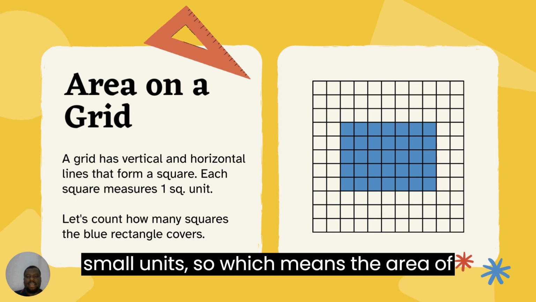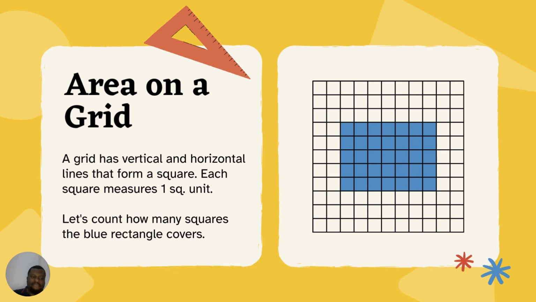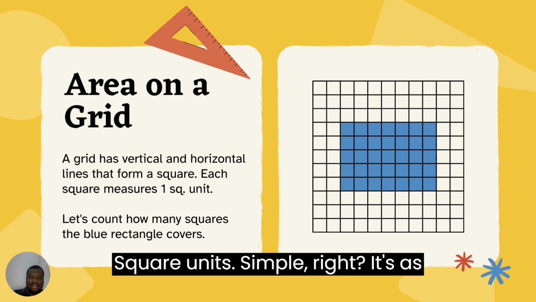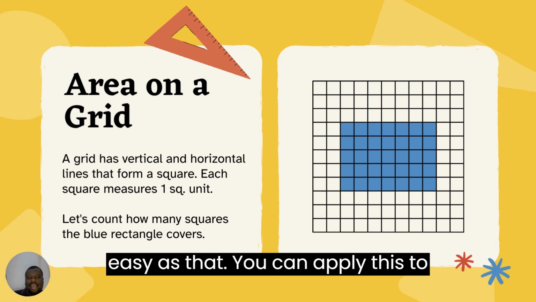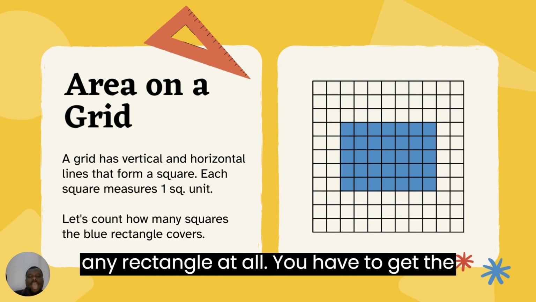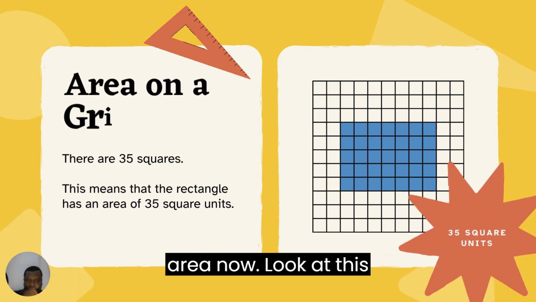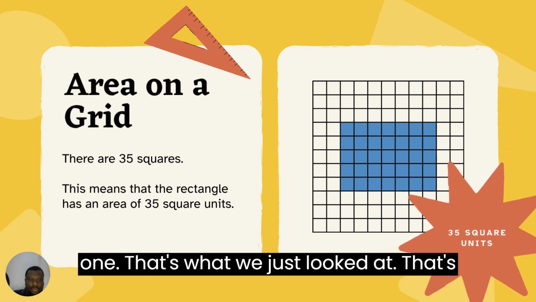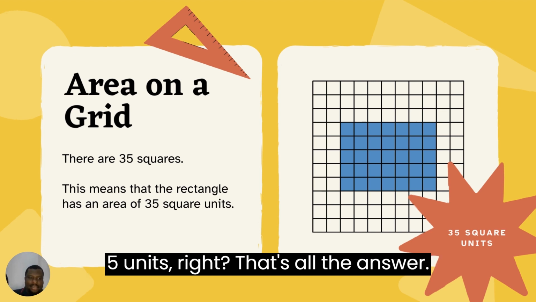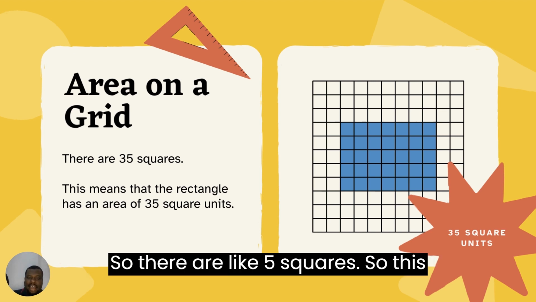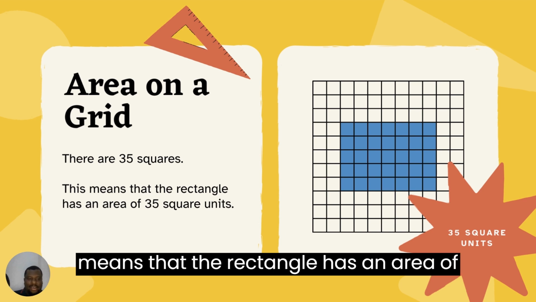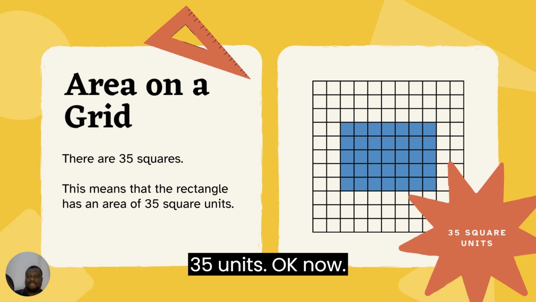So which means the area of this rectangle is what? 35 square units. Simple, right? It's as easy as that. You can apply this to any rectangle at all to get the area. Now, look at this one. That's what we just looked at. 35 units, right? That was the answer. So there are 35 squares, so this means that the rectangle has an area of 35 units.